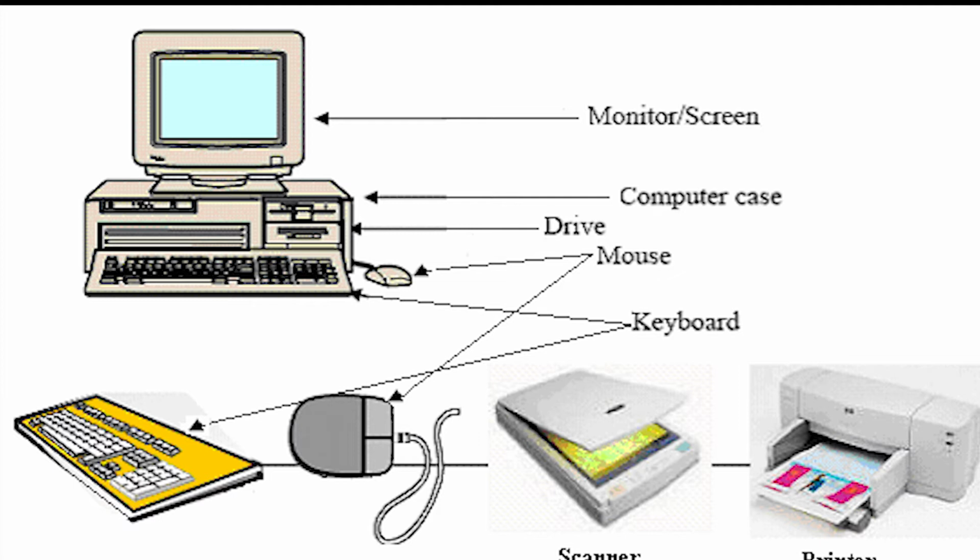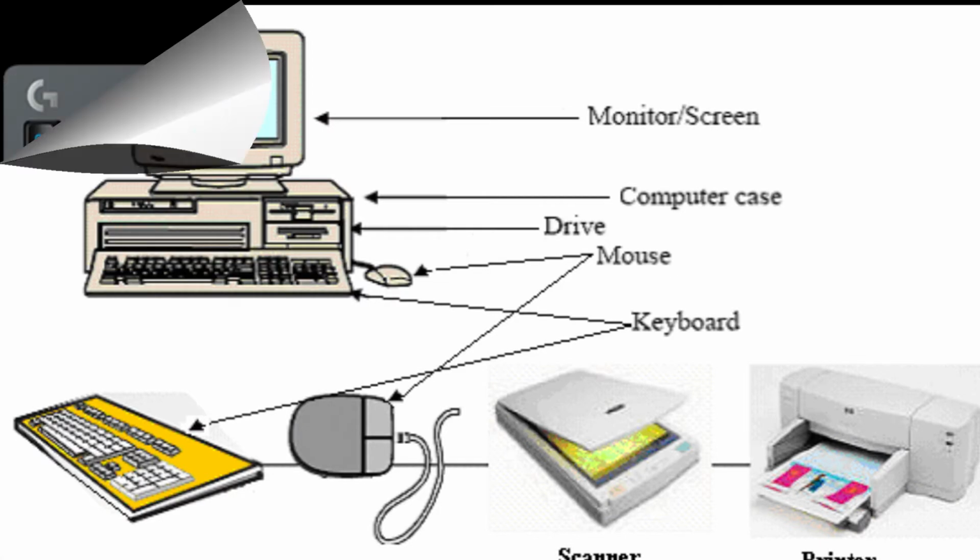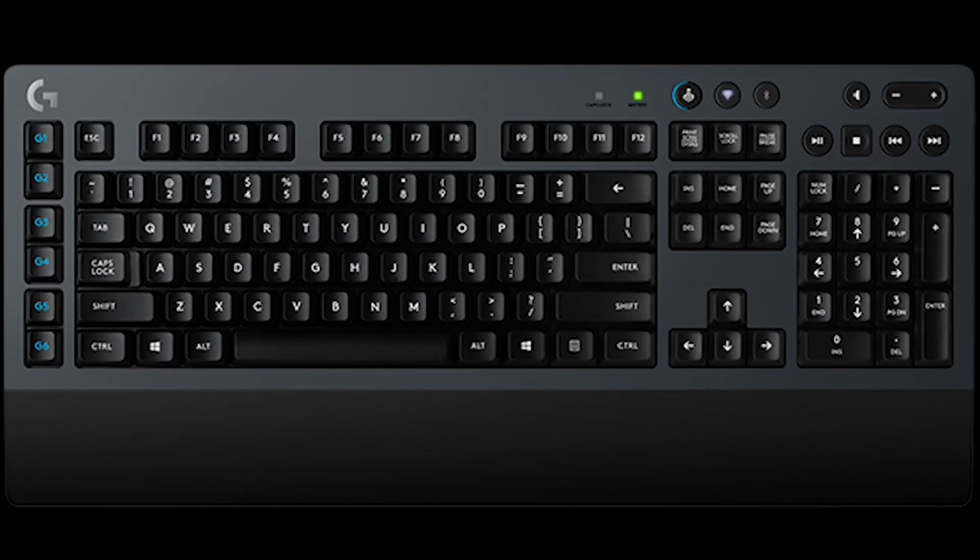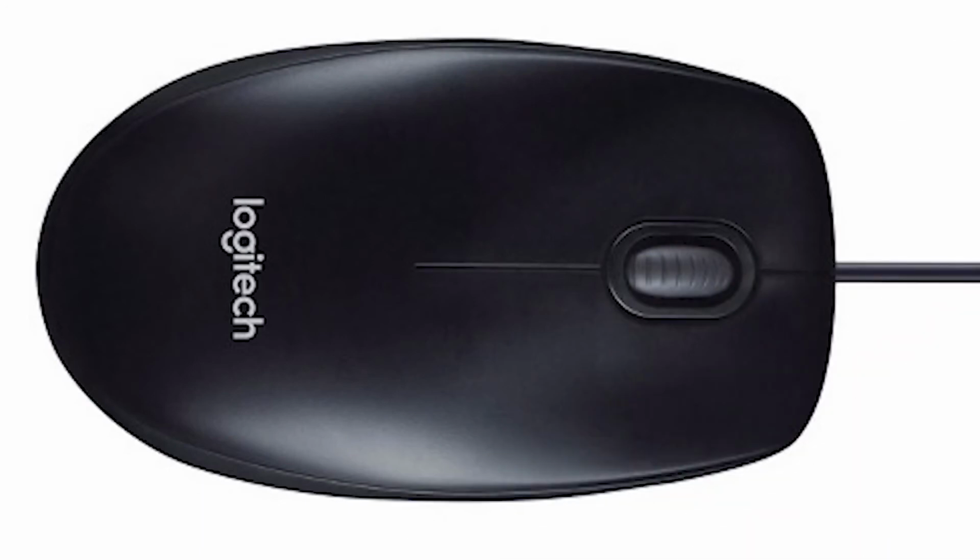Yes, now we see about the input devices. The first input device we are going to see is keyboard. A keyboard has buttons or keys for typing letters, numbers and special characters. We press the keys to type text and give instructions to the computer. The next input device is mouse. The mouse is a pointing device.